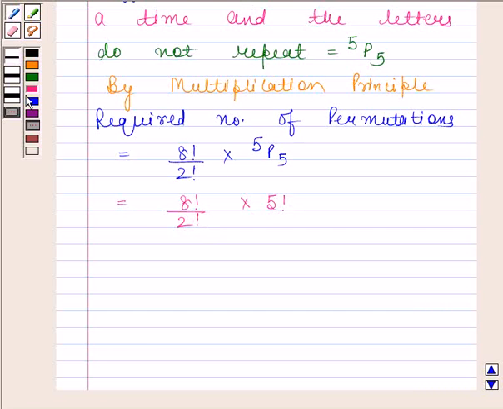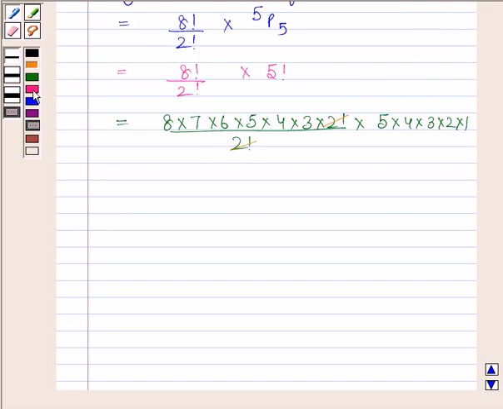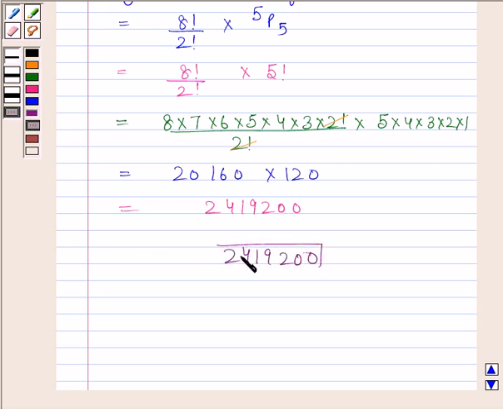and this is equal to 8 into 7 into 6 into 5 into 4 into 3 into 2 factorial upon 2 factorial, and 5 factorial is equal to 5 into 4 into 3 into 2 into 1. Now 2 factorial gets cancelled out, and this is equal to 20160 into 120, and this is equal to 2419200. Hence our required answer is 2419200. This completes the second part. Let's now move on to the last part.